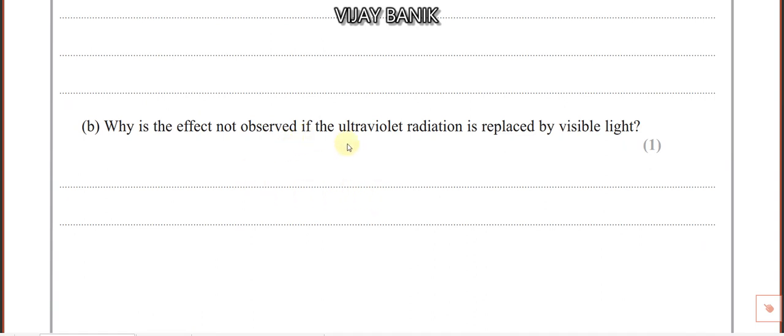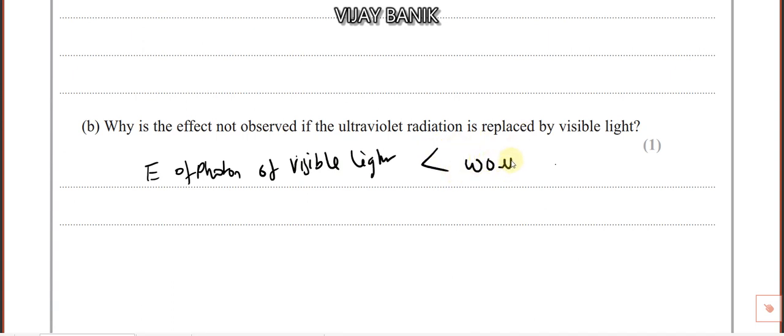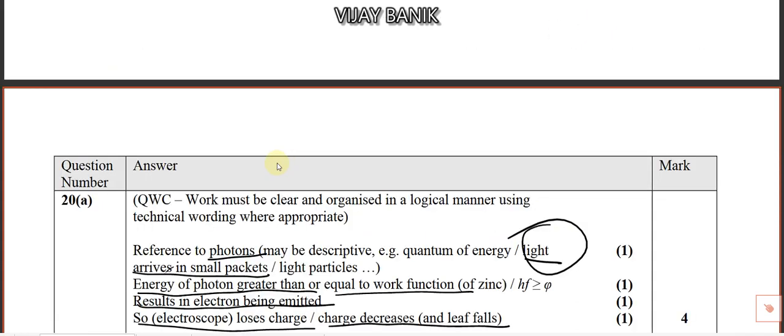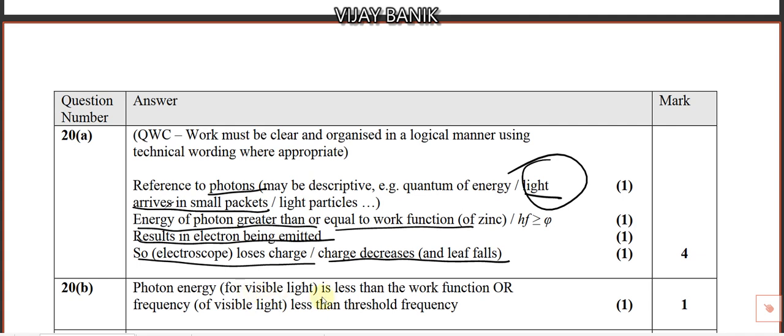Why is this effect not observed if the ultraviolet radiation is replaced by visible light? You have to say the energy of the photon of visible light is less than the work function, so no emission of electrons takes place. Photon energy of visible light is less than the work function, or the frequency is less than the threshold frequency. Any one of them you can say.